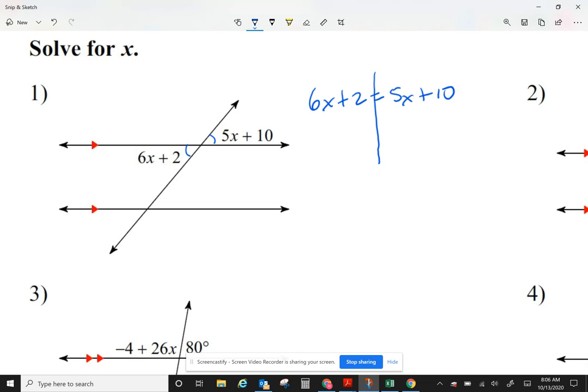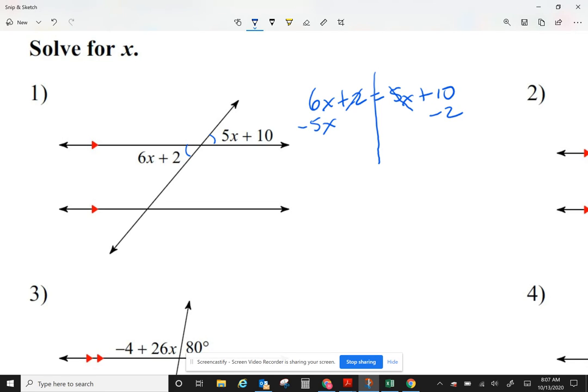I see I have x's on both sides. Personally, I move the smallest x. So I'm going to move the 5x from the right to the left as a minus 5x. I'm going to be using opposite signs. My goal right now is to move the x's to one side, and those that don't have an x, move to the other side. I'm going to have x's on the left side. So the plus 2, let me move it to the right side as a minus 2.